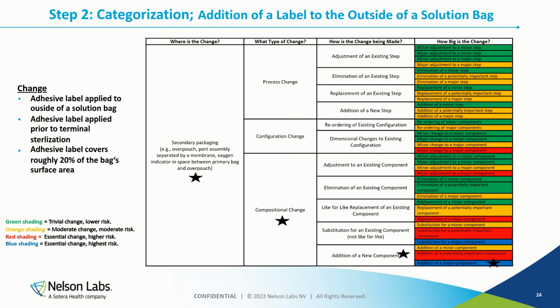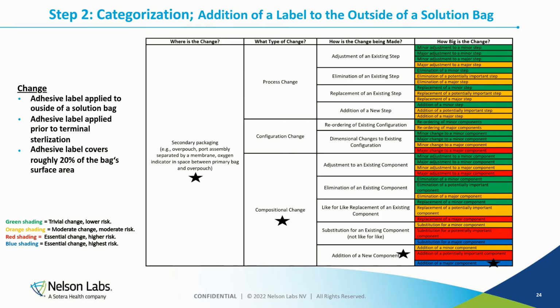Okay, so dimension number 2. What type of change is it? Well, it's not a process change and it's not a configuration change. It's a compositional change. We're changing the composition of the packaging system. And how is the change being made? We're adding a new component to that packaging system. We're adding an adhesive. And so how big is the change?